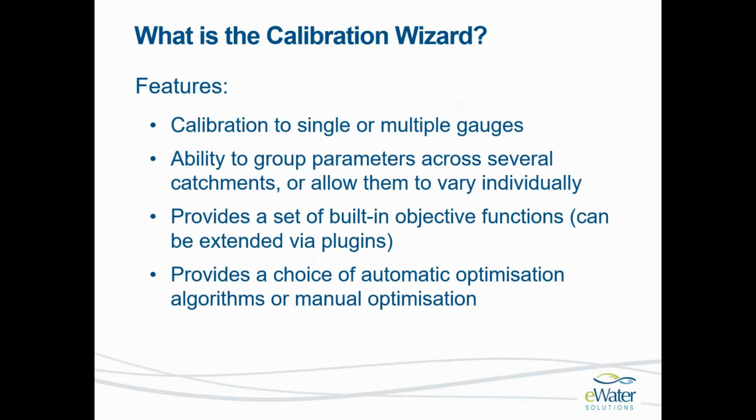The Calibration Wizard can calibrate to single or multiple gauges, and it has the ability to group parameters across several catchments, or allow them to vary individually. It provides a set of built-in objective functions, but there is also the ability to extend these objective functions via user-defined plugins. It also provides a choice of automatic optimization algorithms or manual optimization.